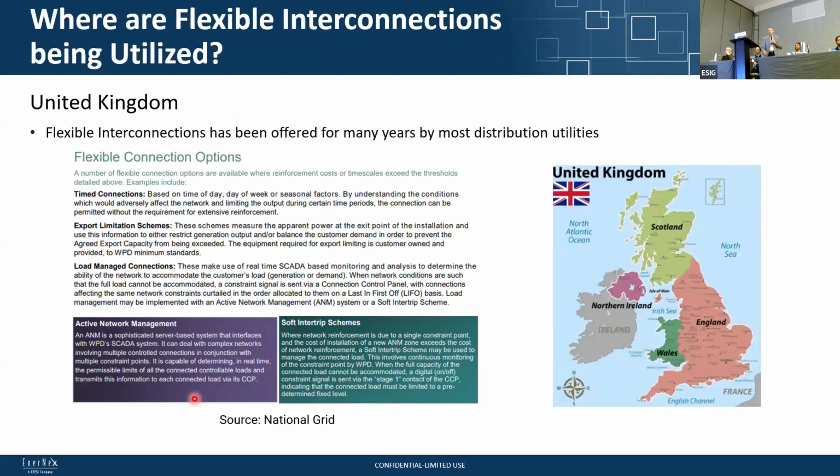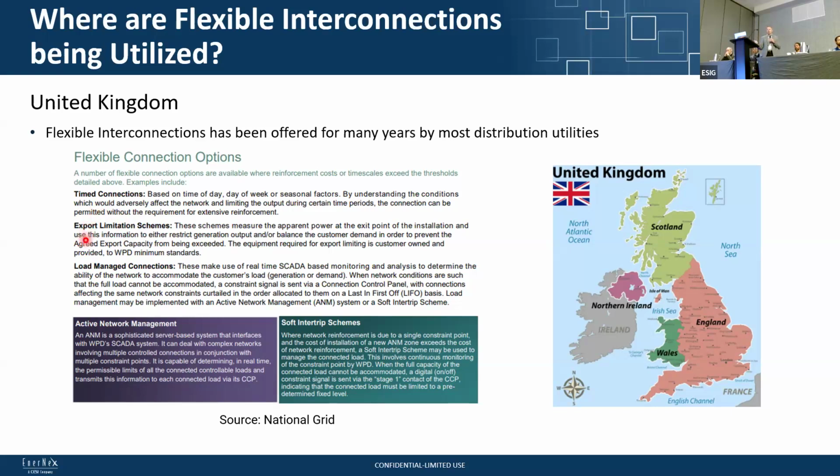And I'll just quickly touch on where this is already being utilized. I highlight the UK. This has been pretty standard in the UK for a number of years. This is a direct pull from National Grid in the UK, where they offer different flexible connection options. Just the ones we talked about, they offer a timed connection. That's going to be more curtailment, but it's cheaper for them. The analysis is quicker, and they can get through that process quicker.